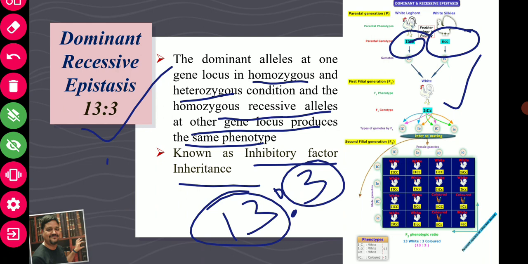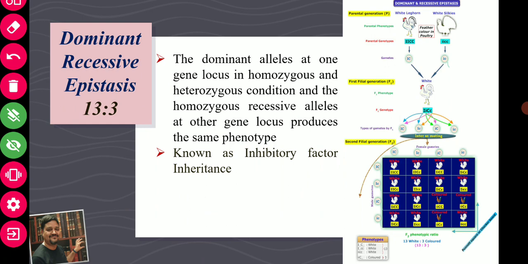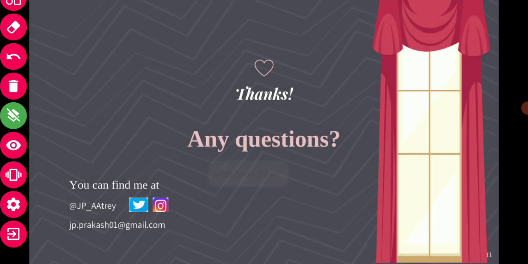The 3 which are colored are heterozygous at the second loci. Because either homozygous or heterozygous dominant at the first loci and recessive at the second loci will have the same phenotypic expression. So this was about the dominant recessive epistasis. Now I think I am done with the epistasis.